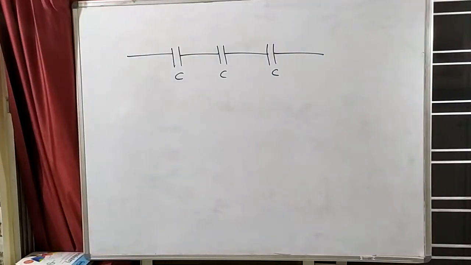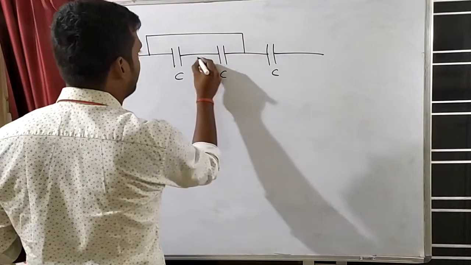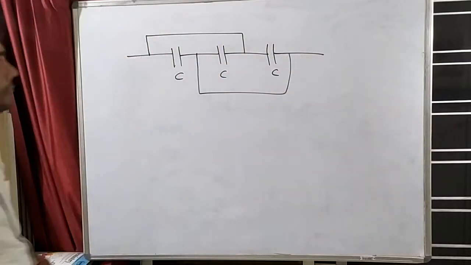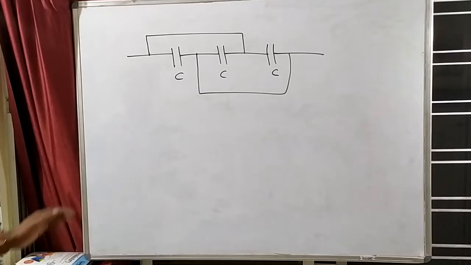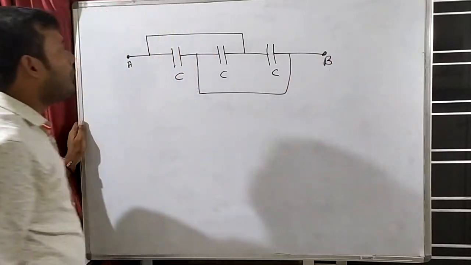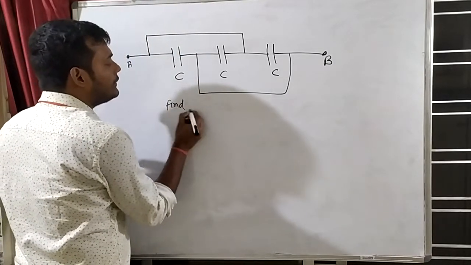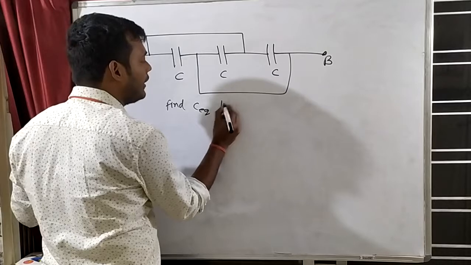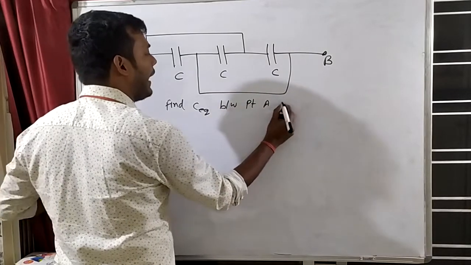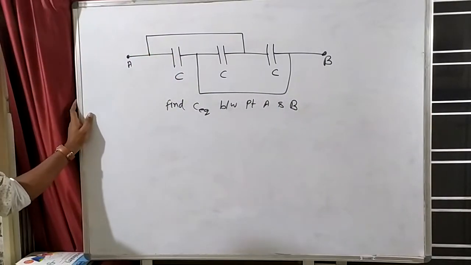You can calculate this. But now what I will do is make the connection like this. Clear? If I make the connection like this, can you find the equivalent capacitance? Let's say this is point A and this is point B. Now can we find the equivalent capacitance between A and B? That is the question. Find C equivalent, the equivalent capacitance between point A and B. So can you find this?